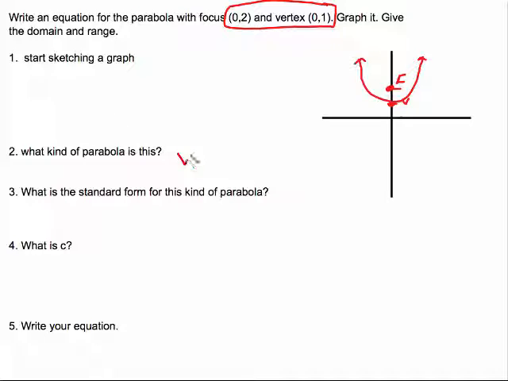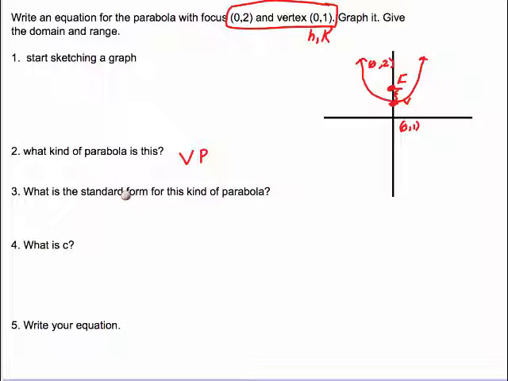What kind of parabola is this? It is a vertical parabola. What is the standard form for this kind of parabola? It is x minus h, quantity squared, equals 4c times the quantity y minus k. So I need to find c before I can plug into this. C, remember, is the distance from the vertex up to your focus. So your vertex was at a height of 1, your focus was at a height of 2, so that means c is 1.